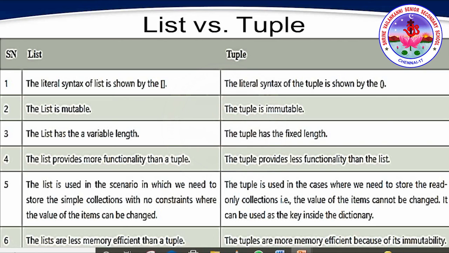List is used in the scenario in which we need to store simple collections with no constraints, where the values of the items can be changed. The tuple is used in the cases where we need to store read-only collections, that is, values that are not supposed to be changed. It can be used as a key inside a dictionary. Lists are less memory efficient than a tuple, but tuples are more memory efficient because they are immutable. Because of its immutability, it uses memory very efficiently.